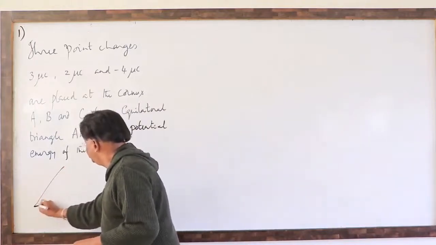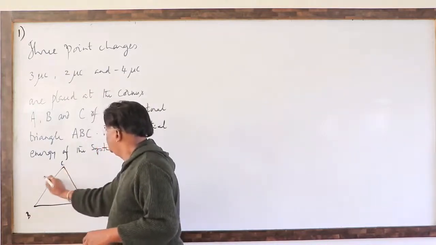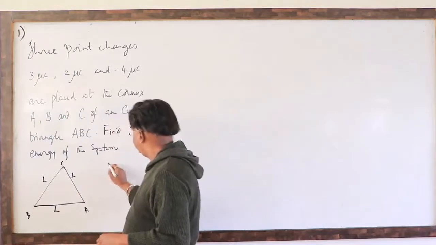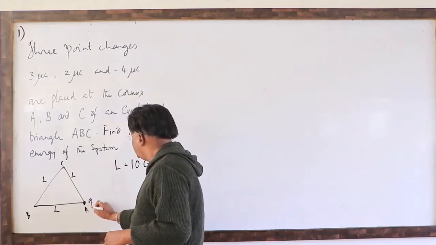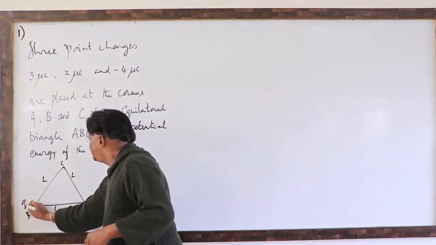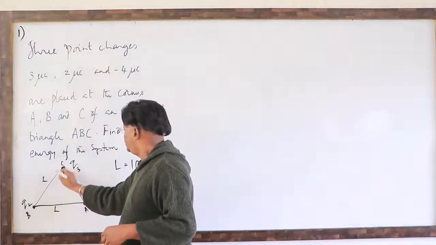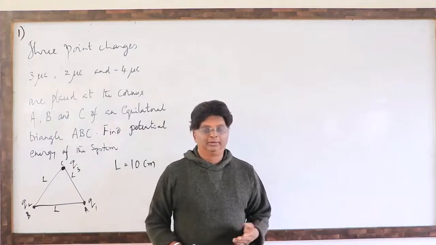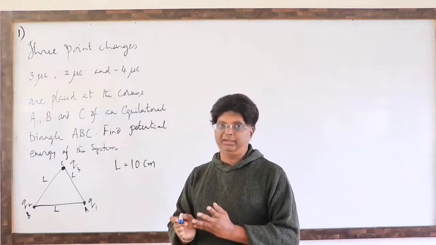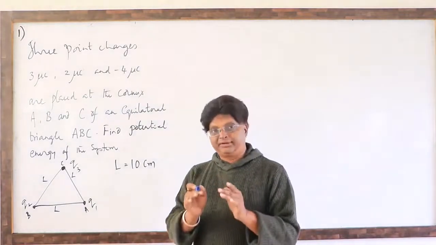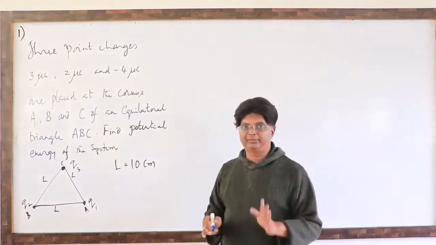So this is the equilateral triangle ABC. The length is the same, and let us take L equal to 10 centimeter, such that A occupies a charge Q1, B occupies a charge Q2 and C occupies a charge Q3. That is the data. Now, for the potential energy of the system, we have to take all the possible pairs of the charges and the distance between those two charges, taking the algebraic summation is our principle.